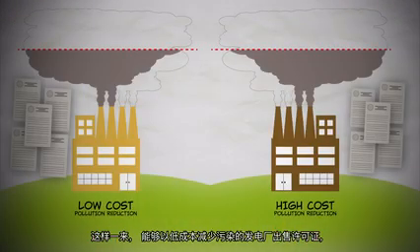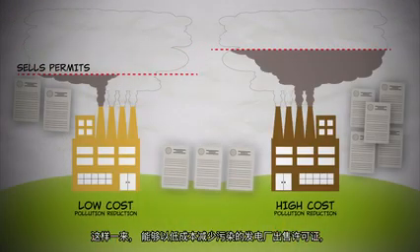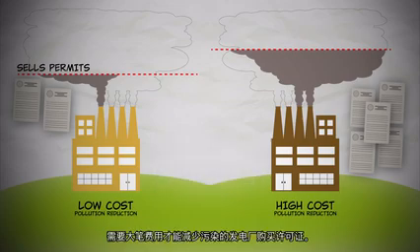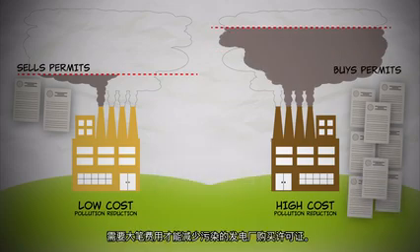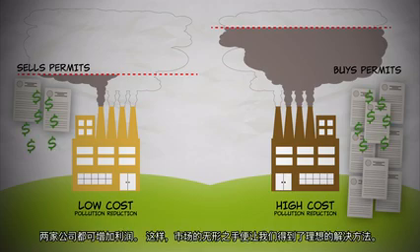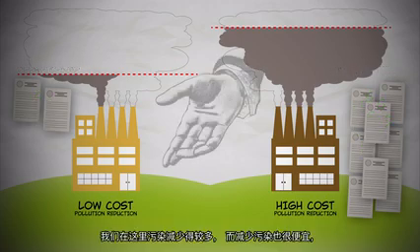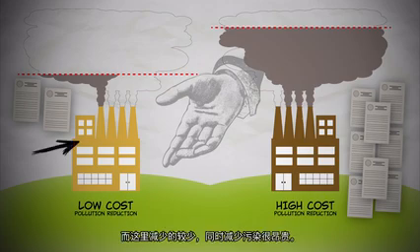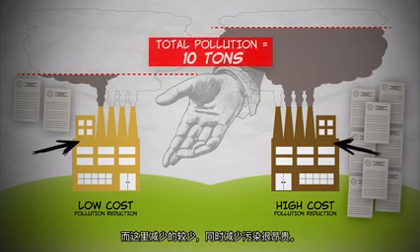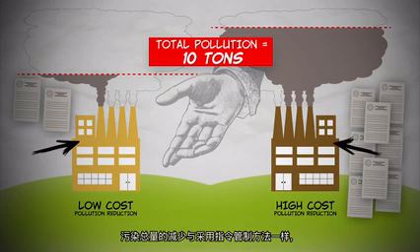So, the power plant that can cheaply reduce pollution sells permits, and the power plant where it's expensive to reduce pollution buys permits. Both firms increase their profit. In this way, the invisible hand of the market gets us to the ideal solution. We reduce pollution more here, where reducing pollution is cheap, and less here, where reducing pollution is expensive. The total amount of pollution, however, is reduced just as much as with command and control, but at a lower cost.